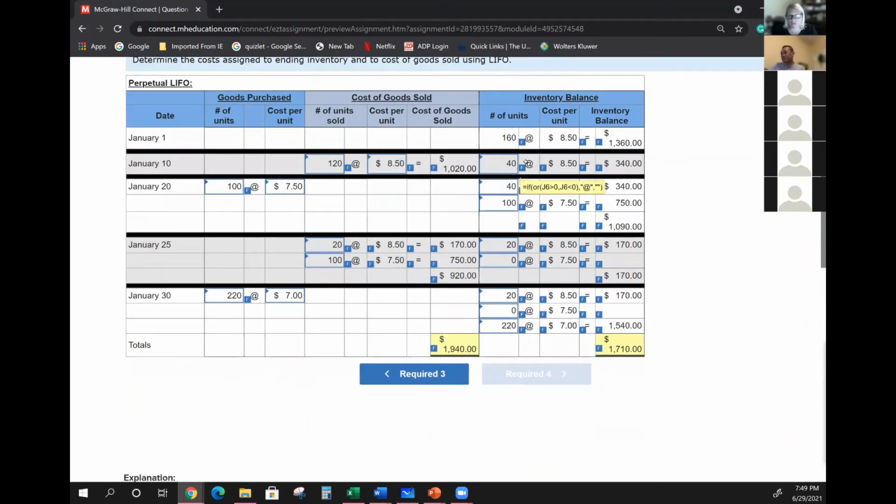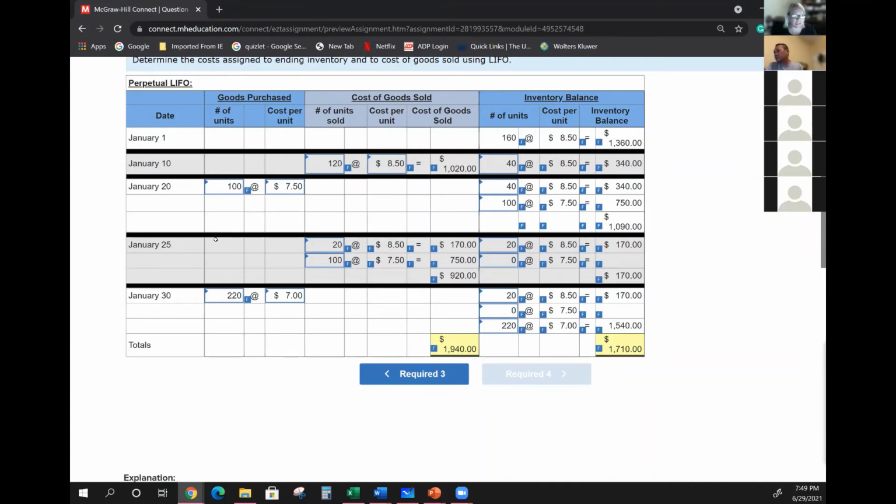So again, when we first start, we have the 120. We're going to sell 100 and 20 of them. That's the same so far because we only had the beginning inventory. So I have 40 of them left over. Then I make a purchase of 100, so now I have my 100 at 7.50.